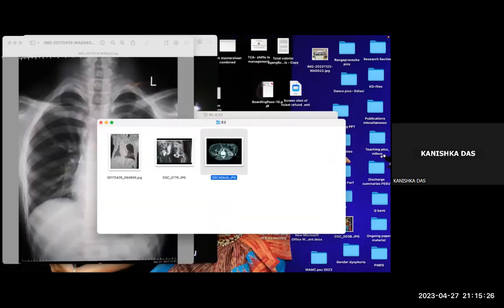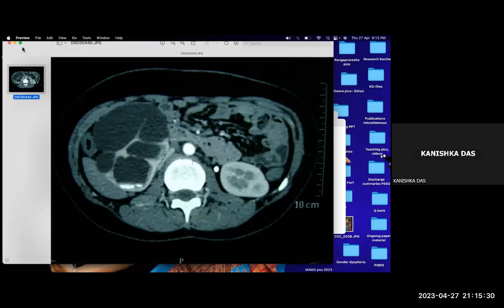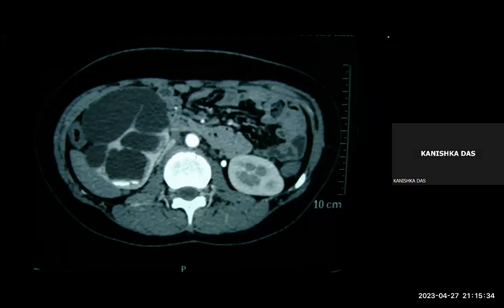Okay, so this is the last picture. Anyone? Sir, it has been zoomed in a lot. Can you minimize?